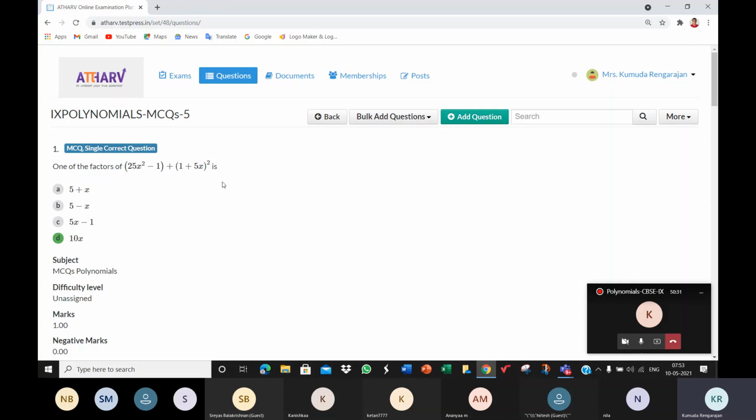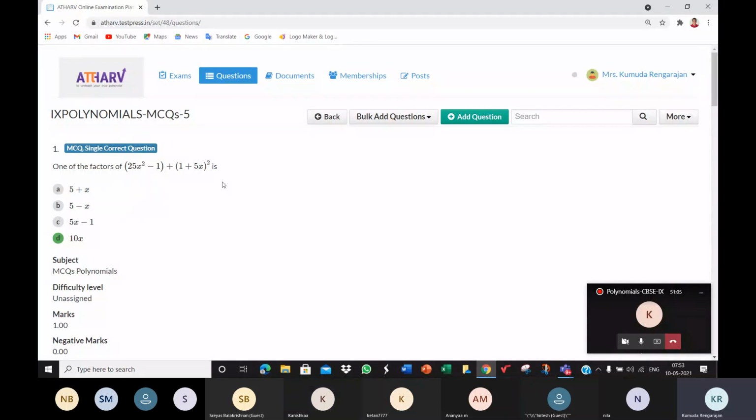So now you are forced to take out 10x common, the HCF of the two terms. 10x is common. So what do you get? 10x out, 5x plus 1. Now tell me, what are the two factors you see? 10x and 5x plus 1, ma'am. Yeah. Kanishka, right? Yes, ma'am. Okay.